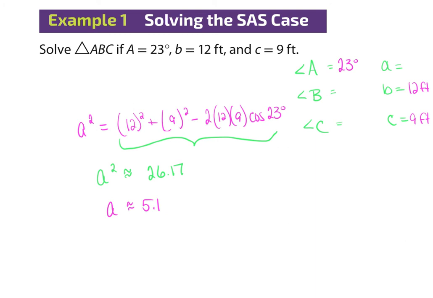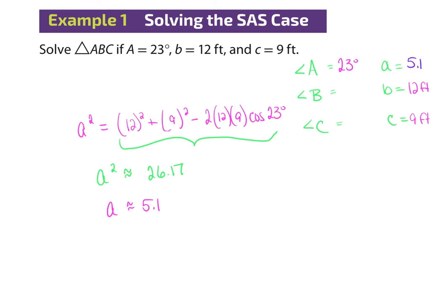Why did I not do positive or negative 5.1? They actually told us we were talking about a triangle here, which means that my side length has to be positive. Okay. So if we were doing vectors, by the way, direction might change whether that's positive or negative. Just keep that in mind if we were doing vectors. Okay. But we're not talking about direction here. We're talking about length. All right. So now I know this side length.